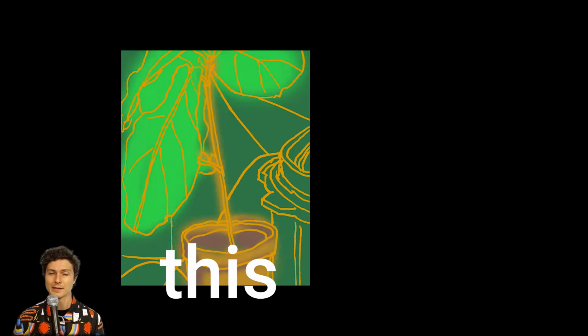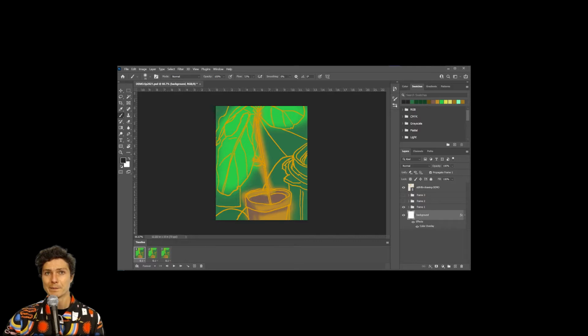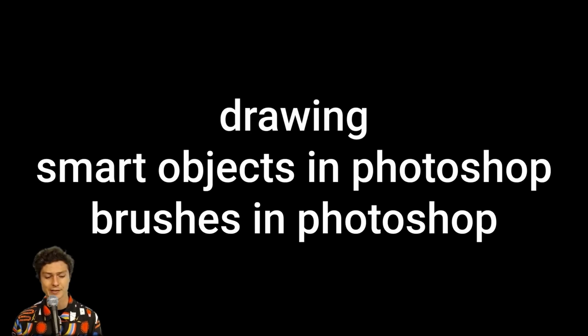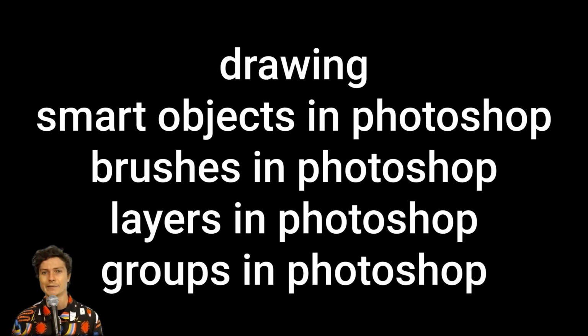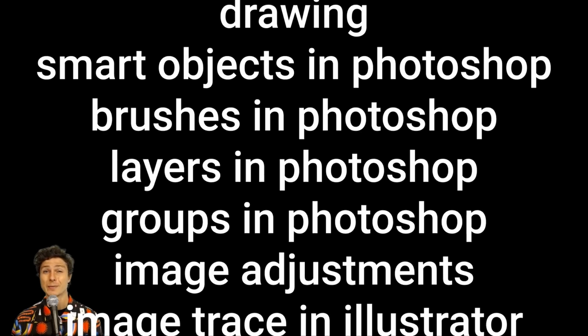And in this exercise, we'll be making something that looks like this. A really quick looping animation where we're using Photoshop, we're using Illustrator, and we're using a pen and paper. And through this process, we're going to practice observational drawing. We're going to practice using smart objects in brushes and layers and groups and various image adjustments in Photoshop. And then we're going to learn how we take a hand-drawn thing, something we make with pen and paper, and turn it into a vector image using image trace in Illustrator.